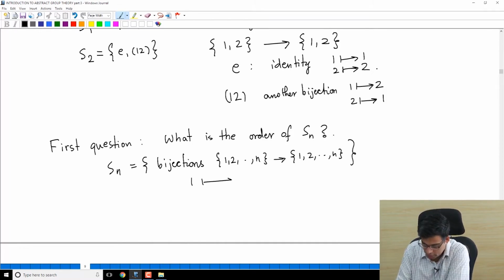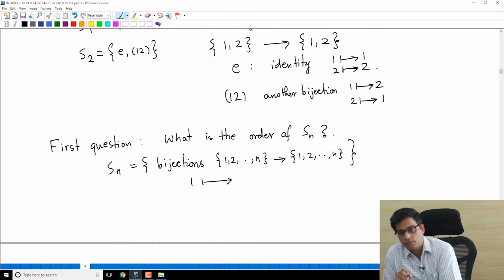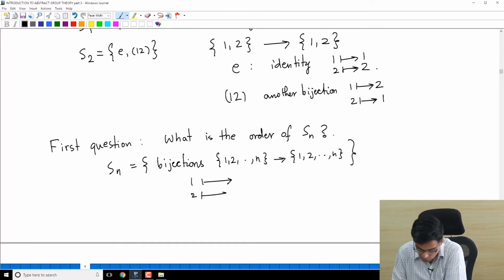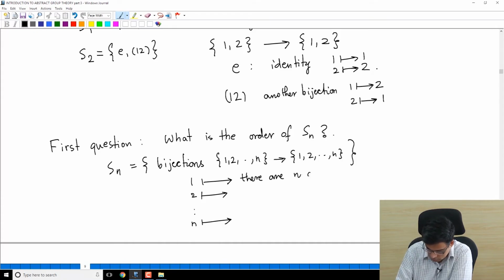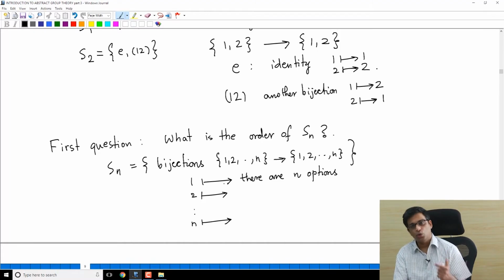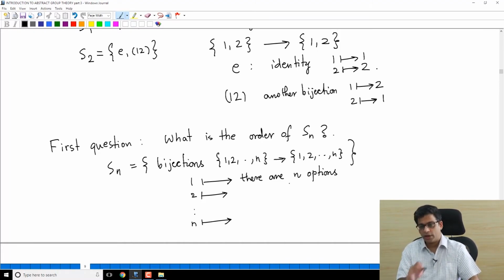A bijection is a function which is one-one and onto. So 1 has to go to something, 2 has to go to something. Similarly, 3 has to go to something. Finally, n has to go to something. First, let's see how many options there are for 1. There are n options, because 1 can go to 1, 2, 3, or n. It can go to any of the n letters. So there are n options.